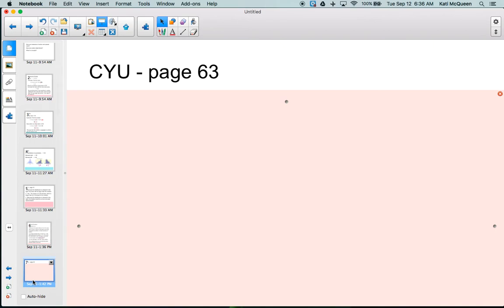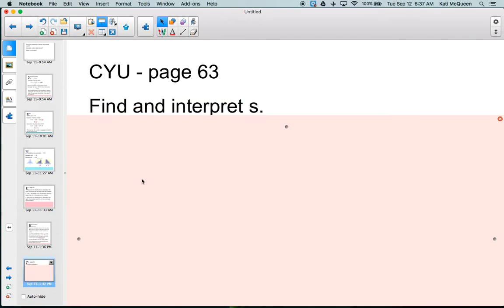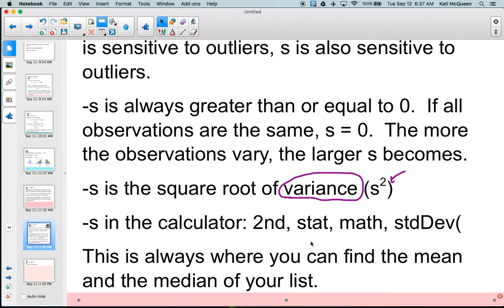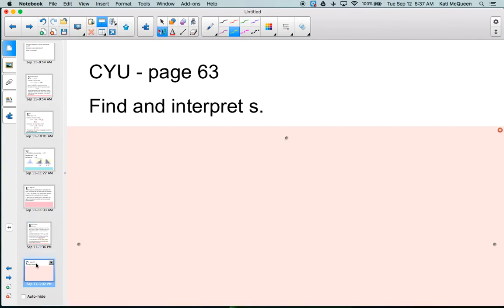All right, so this is where you guys in your books are trying to check on page 63. I wanted to change this a little bit. So they have some directions there. I just want you to find and interpret the standard deviation. So in your calculator, plug the values of the problem into the list and then go back to these steps right here. Okay, so pause this, go ahead and try that and come back and see how you did.